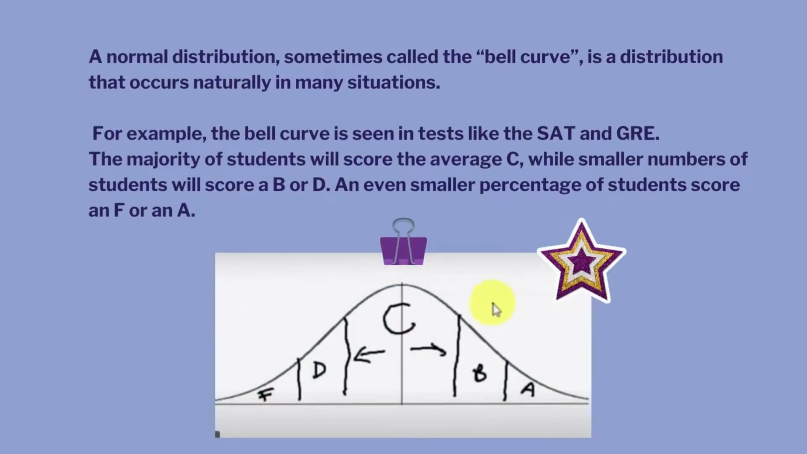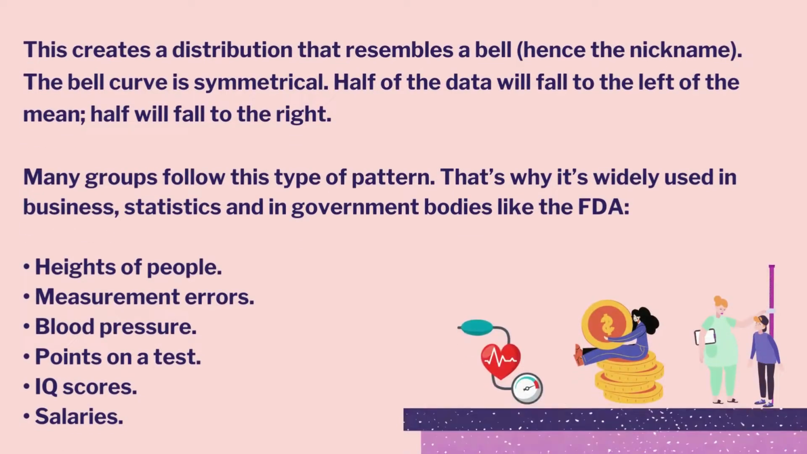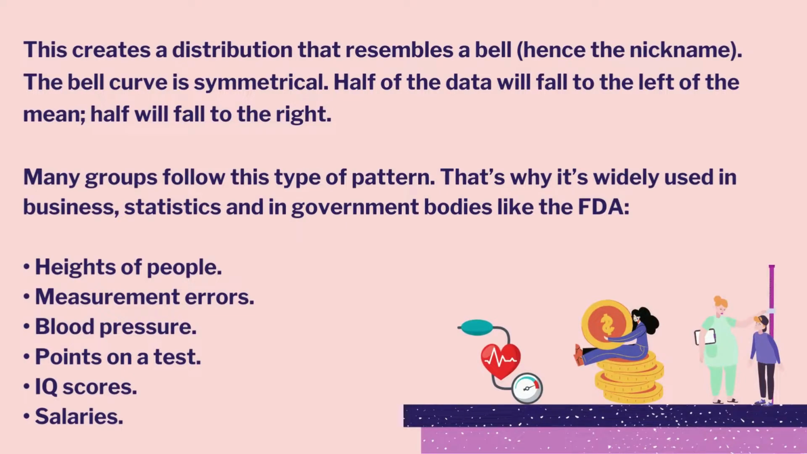A normal distribution, sometimes called the bell curve, is a distribution that occurs naturally in many situations. For example, the bell curve is seen in tests like the NAT test. The majority of the students will score the average of C, while a smaller number of students will score B or D, and an even smaller percent of students score an F or an A. This creates a distribution that resembles a bell.